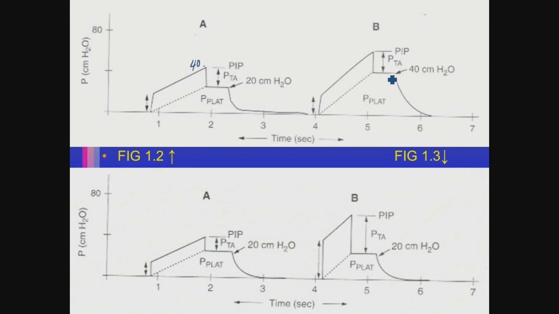But here, peak went up to, say, 60, plateau went up to 40, that's a compliance problem. Here my peak's at 40, peak goes up to 60, but plateau doesn't change, that's a resistance problem. And I believe that's somewhere out of your text, Pilbeam or Cairo, whatever. Which, by the way, now is going to be the time that we're going to start looking at the book. So, just to warn you.